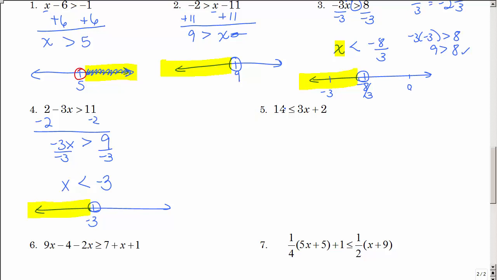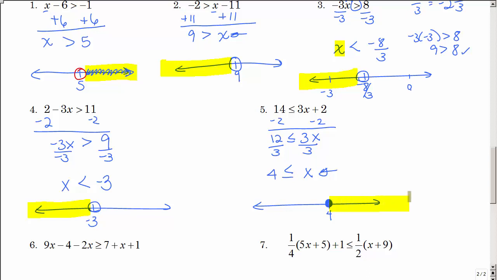Let's look at number 5. So I want to get my x by itself, so I have 3x plus 2. So I want to subtract 2 from both sides. Now I need to get x by itself, so I'm going to divide by positive 3. So am I going to reverse that? No, I am not. I divided by a positive number. So this time we have 4. We have an equal to part, so I want to fill that in. Read it from x.